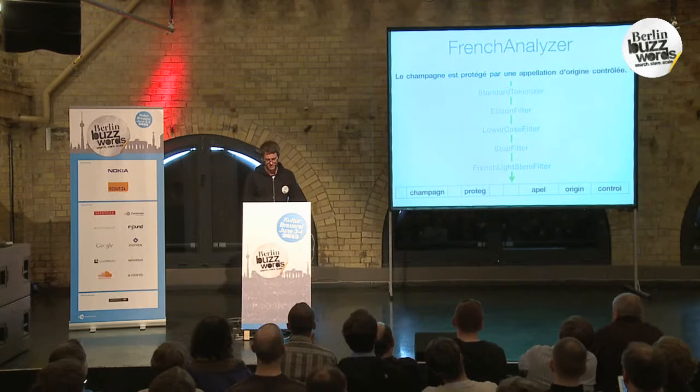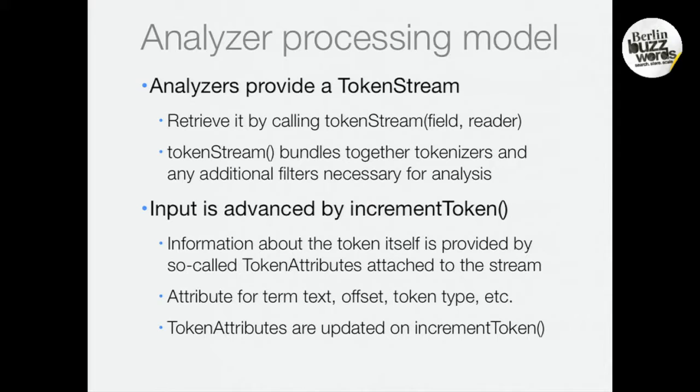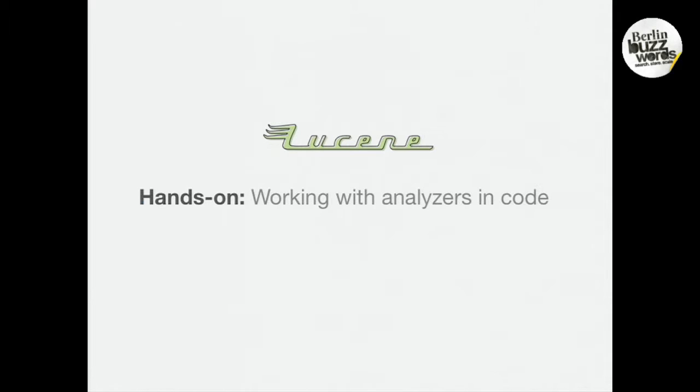So the processing model for these analyzers is that they provide a token stream, and you can retrieve this by calling a method token stream with a field and a reader. And then this token stream typically bundles together the tokenizers and filters that you need to do the processing that the analyzer is responsible for doing. An input is advanced by calling increment token. You can add information about tokens using so-called token attributes when you build the stream. So there are attributes for the term text that we typically index. We have offsets and token types, and for Japanese, we have a ton of stuff. And these token attributes are updated on calls to increment token. So let's see how this actually works in code.